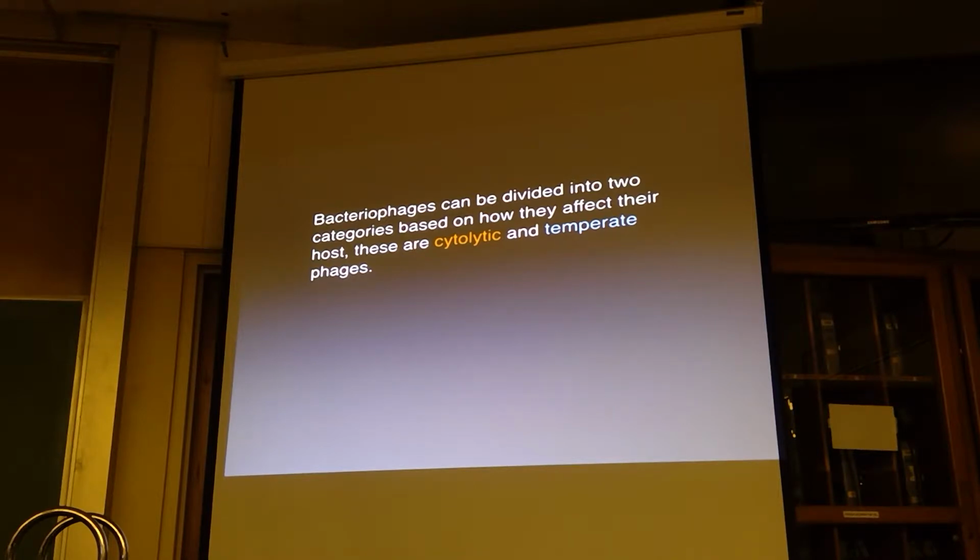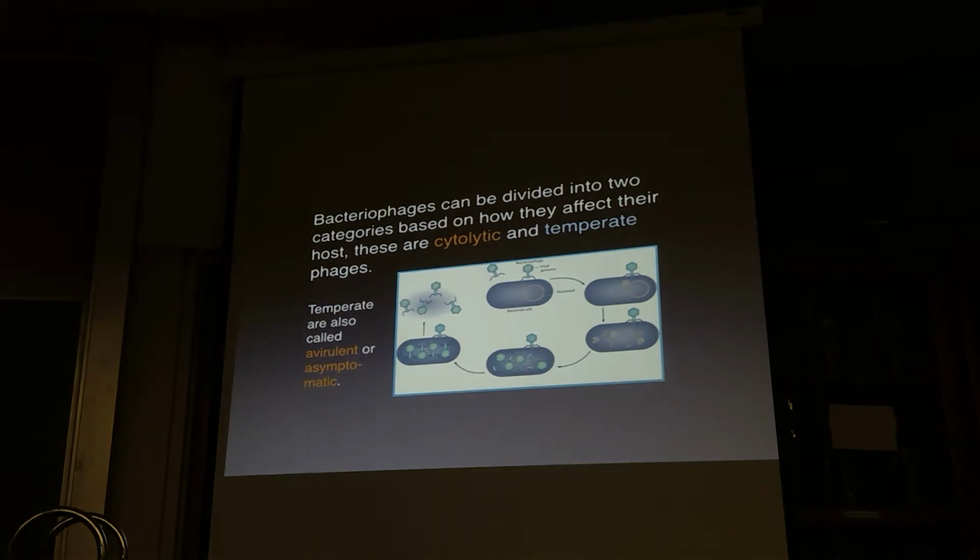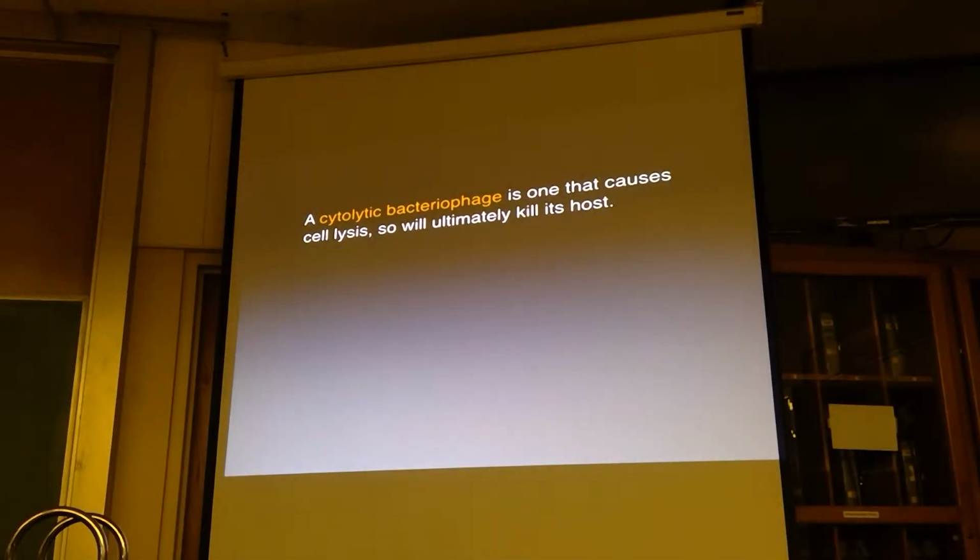So again, we're going to talk about two different types of life cycles for viruses, cytolytic viruses versus temperate or avirulent. So we'll talk about the lytic ones first. Cytolytic bacteriophage. The term cytolytic, cyto means cell, lytic means to lyse. So a cytolytic virus is one that's going to ultimately cause cell lysis. The cell's going to blow up, it's going to be destroyed, and release a bunch of new viruses when it does.